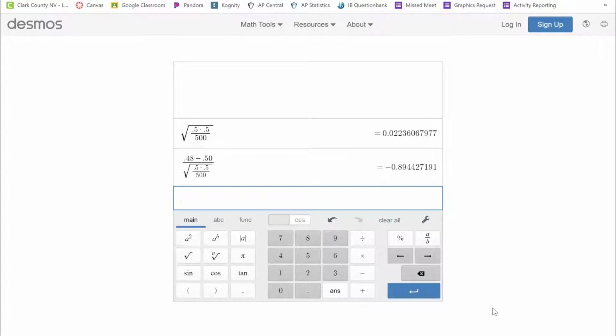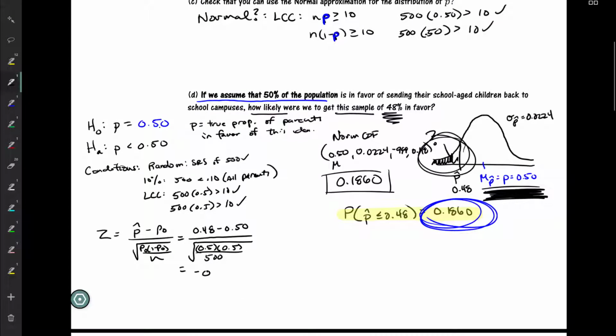And there we can see what our test statistic is. Its z is going to be equal to negative 0.8944. And with these test statistics, usually we only have to go to 2 decimal places. So I'm going to go negative 0.89. And that is our test statistic. Z is going to equal negative 0.89.